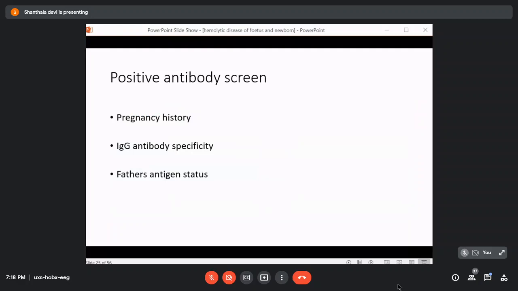If we get a positive antibody screen, that means the mother has an antibody against the O group cells. We need to know what it is. First, we need to take pregnancy history and history of prior transfusions, and check what this antibody is directed against. The IgG antibody is specifically identified by doing the antibody identification, and we have to check the father's antigen status also.